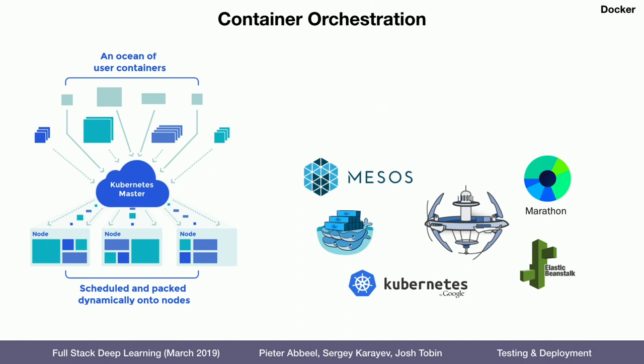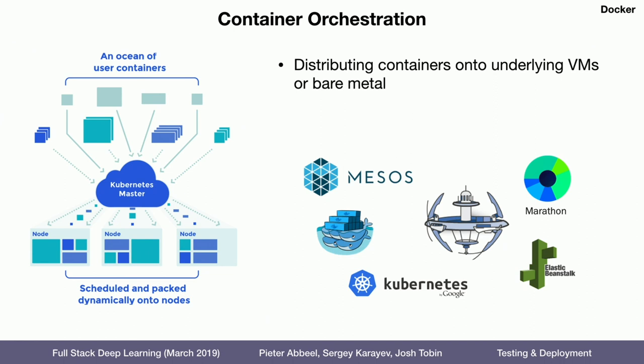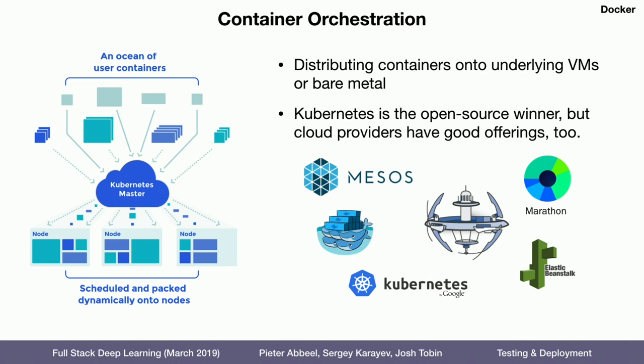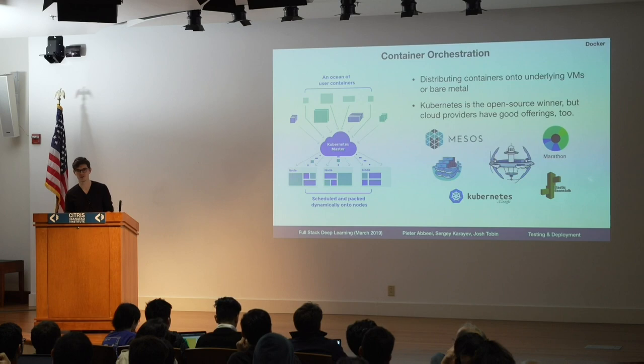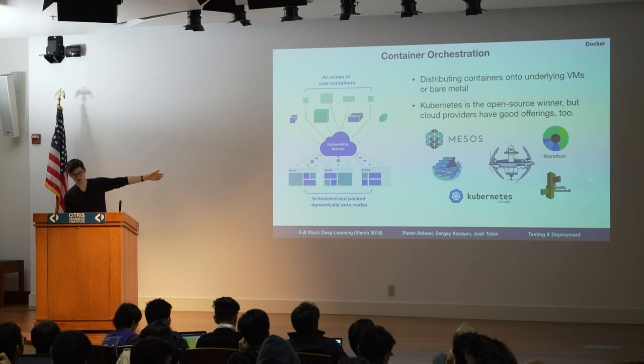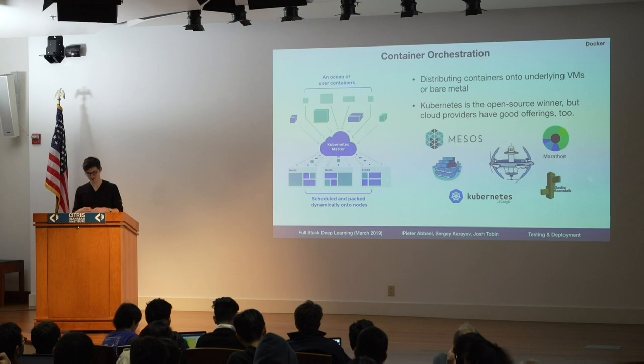Essentially, the task it's solving is distributing containers onto underlying hardware, which can be virtualized or it could actually be bare metal. Kubernetes is the open source winner. The different cloud providers have their own brand name offerings. The Google one is probably called Kubernetes, but the Amazon one is called Fargate or something else. This is in flux right now. So for Kubernetes specifically, there's a little graphic on the left. It says an ocean of user containers. It all goes into the cloud Kubernetes master and then comes out neatly packaged onto the hardware that you have.